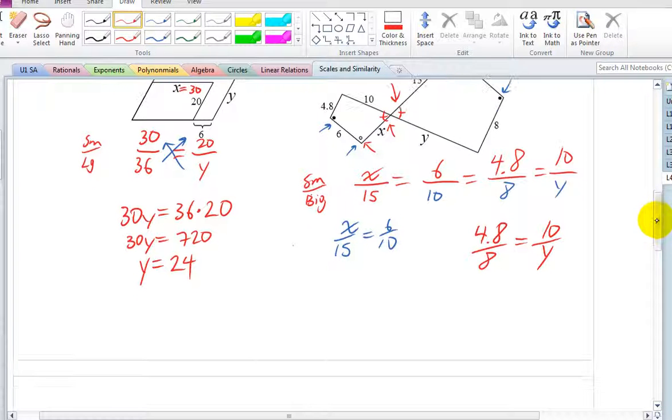Okay. Now I want you to solve. Go solve both of those. See if you can do that math. So here we got x equals 15 times 6 divided by 10. What does that equal?